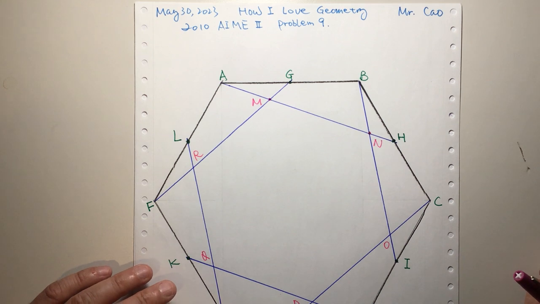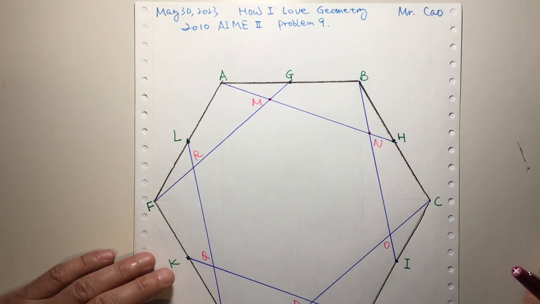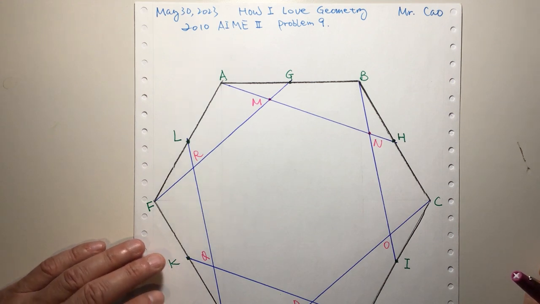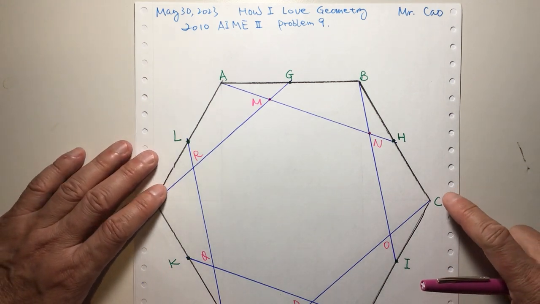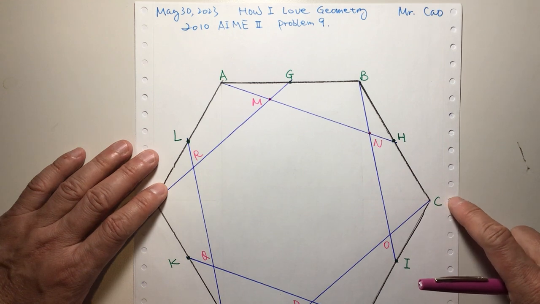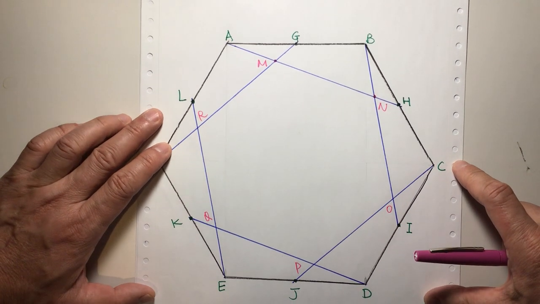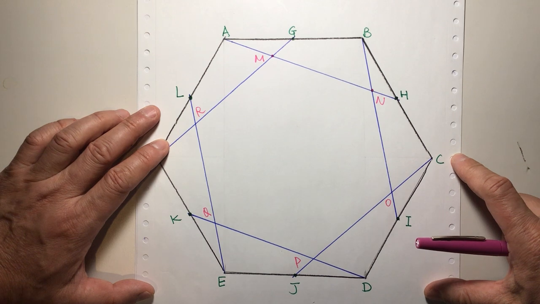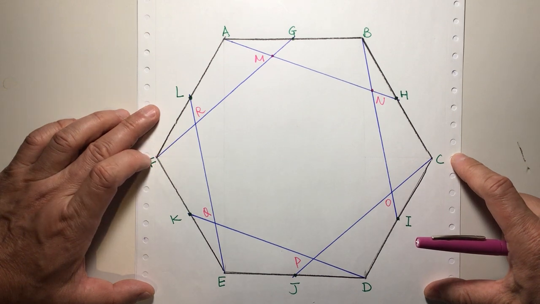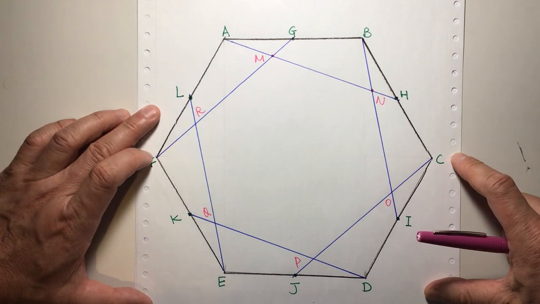I'm Mr. Cao. Today's problem is 2010 AIME II problem number 9. I don't copy the problem, but I draw the graph of this problem, because for a geometry problem, if you see the graph, most of them will be very clear.